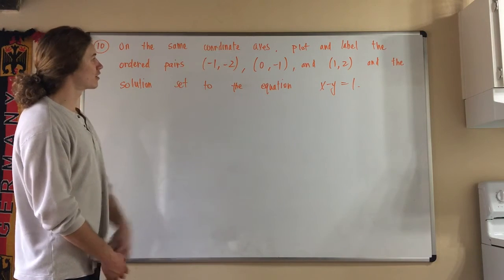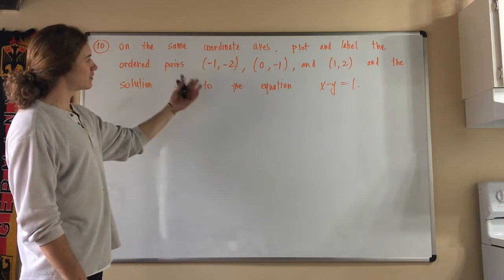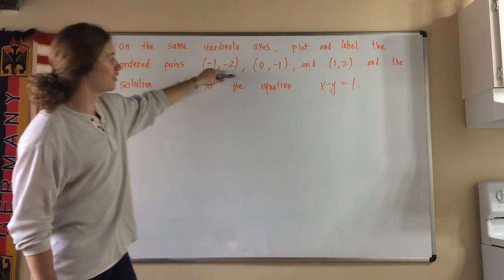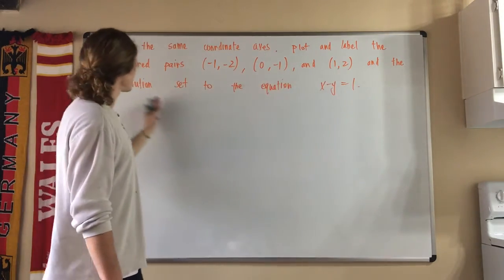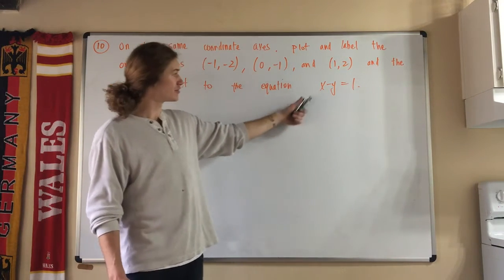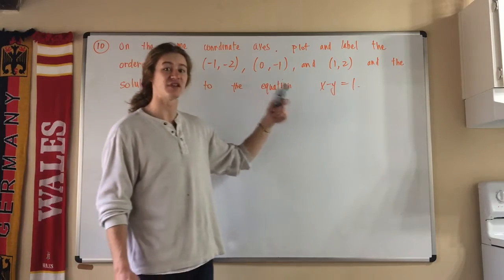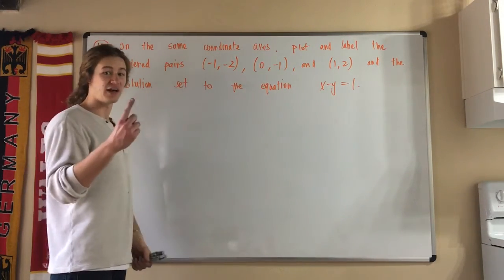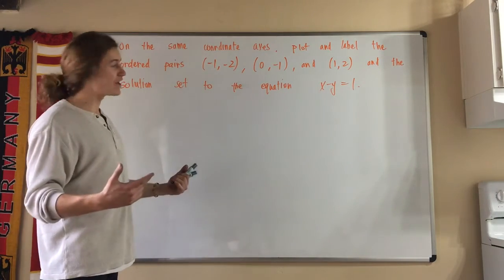So let's talk about these. Ordered pairs: if we want to plot an ordered pair, this is going to represent a point, right? So we're going to plot 3 points. And we're also going to plot the solution set to the linear equation in 2 variables. Now the solution set to a linear equation in 2 variables is a line. So what is this question asking us? To plot 3 dots and a line. Okay, how are we going to do that?